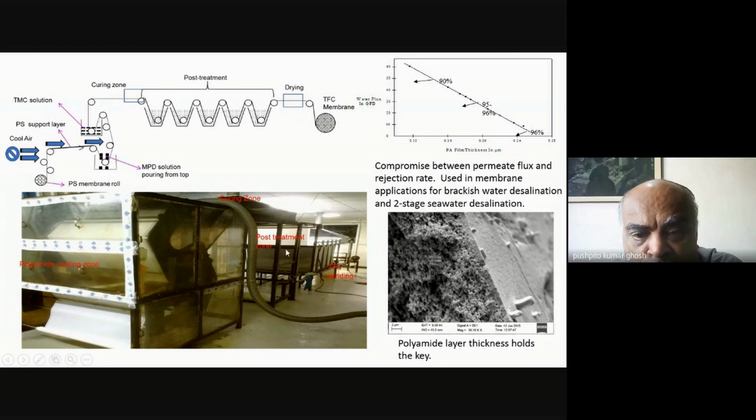So, you can see this is the post-treatment zone. This is where you will try to remove all the impurities. And then finally, because there are certain solvents which are used in this process, you have to basically dry it and then of course roll it. And that's your membrane.